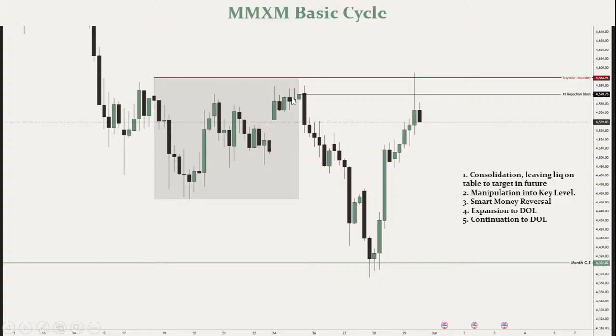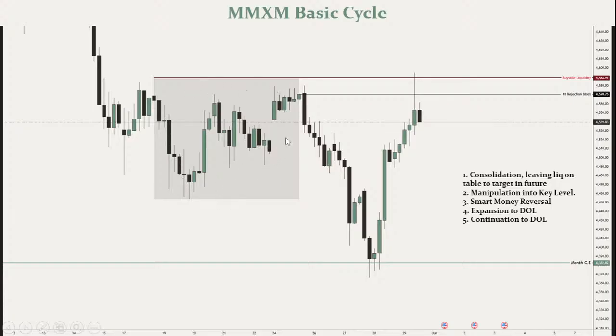In very simple words, this is only one cycle. Price can do consolidation, then expansion, then second consolidation, then expansion, then third consolidation, and then expansion, and then a smart money reversal, and then move up, and then provide continuations along the way. But this is the basic and simplest example of the market maker model.